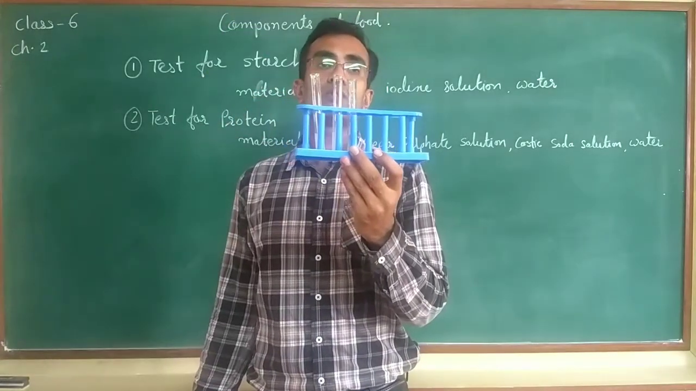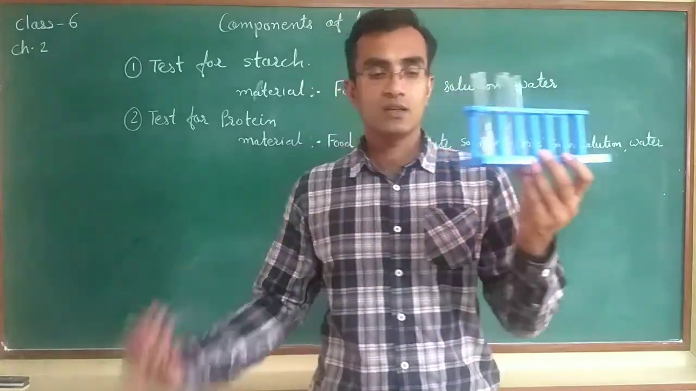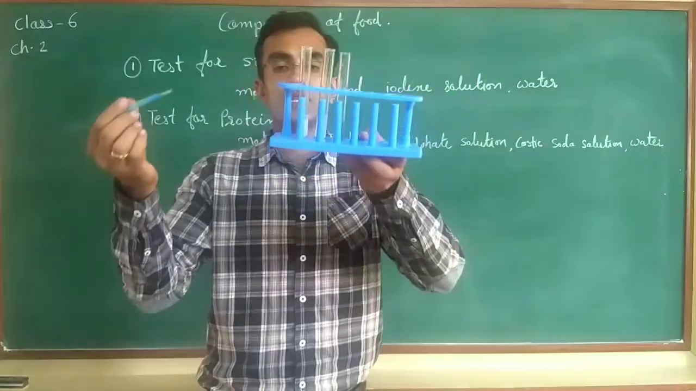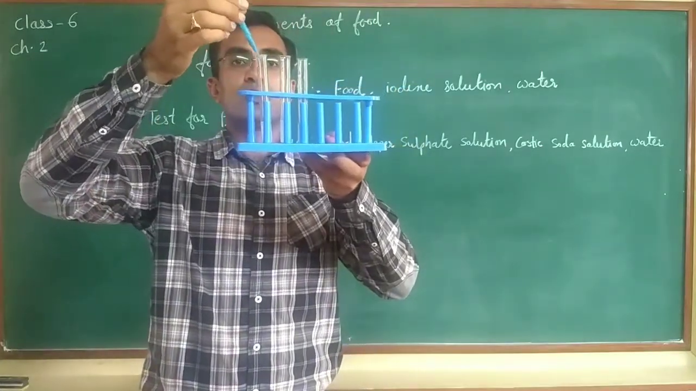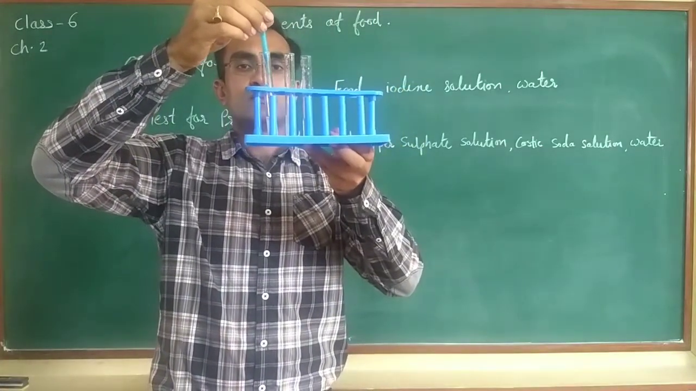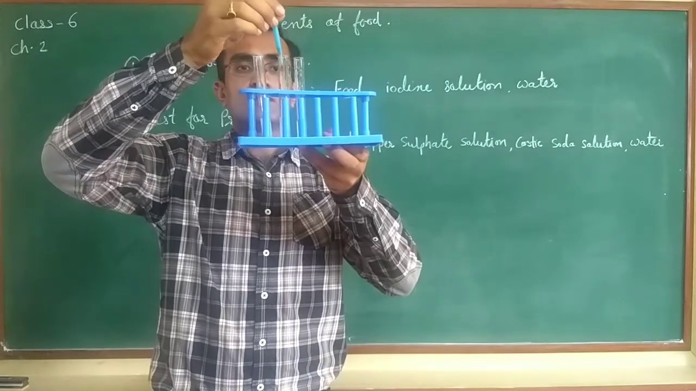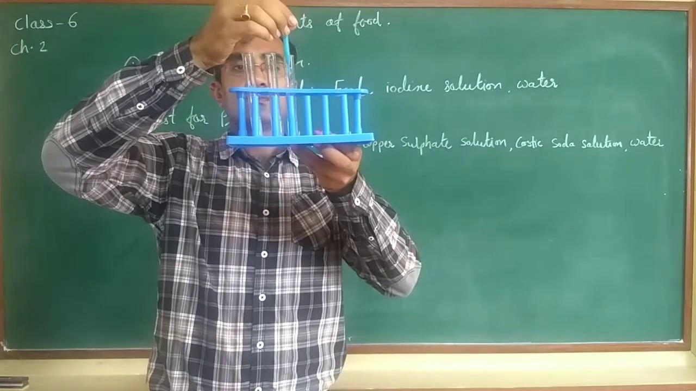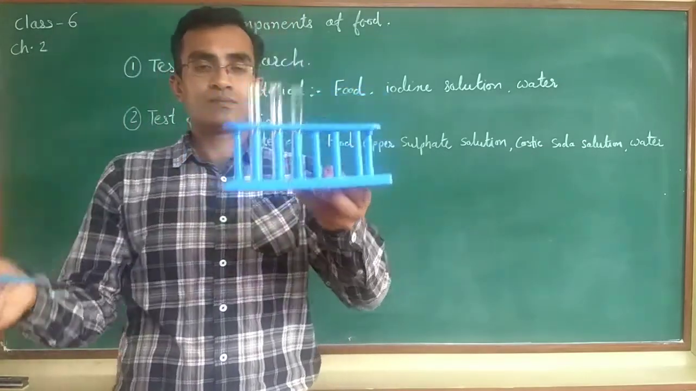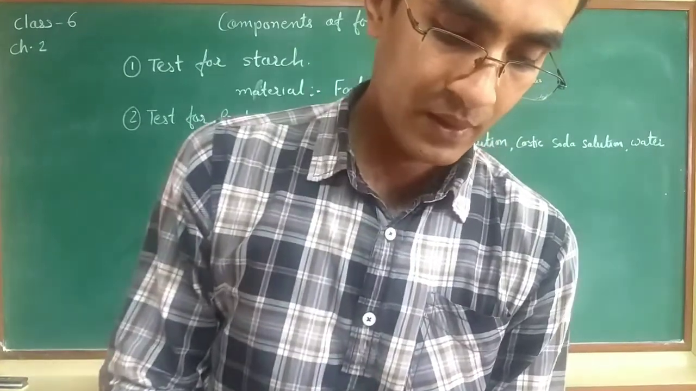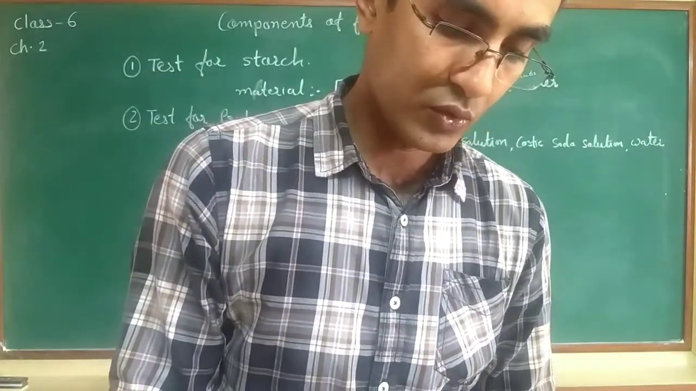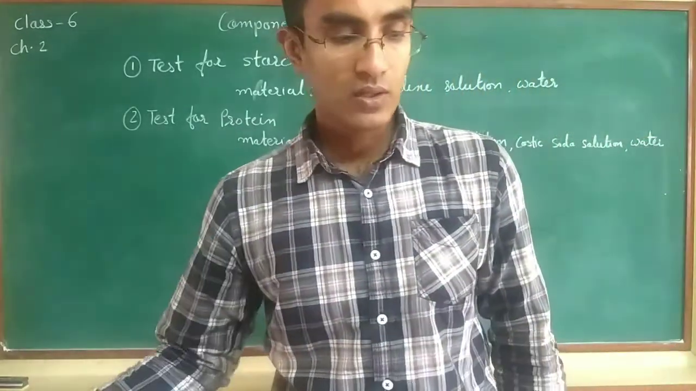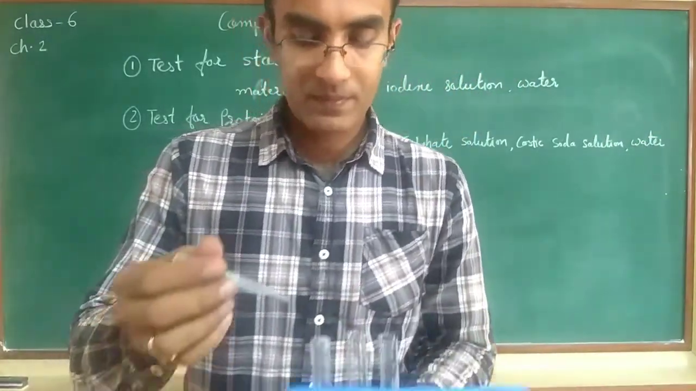Now we have to add 2 drops of copper sulfate solution. We will add copper sulfate solution in each sample, so this is the sample, we will add 2 drops in each. After 1 or 2 minutes we will add caustic soda solution. We'll add 10 drops.